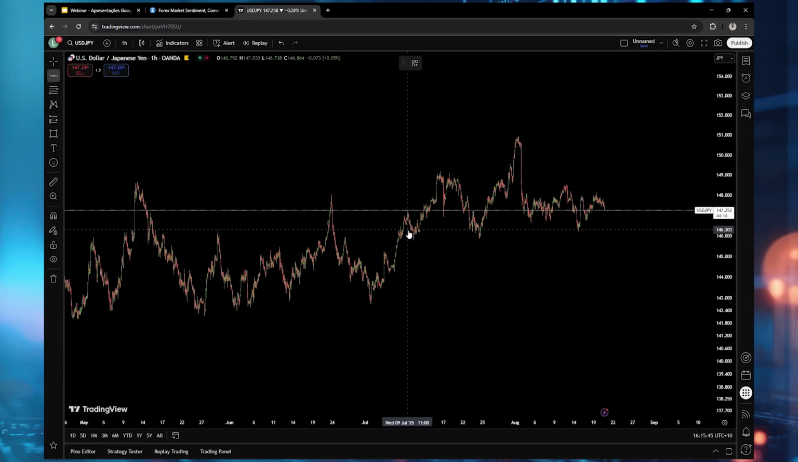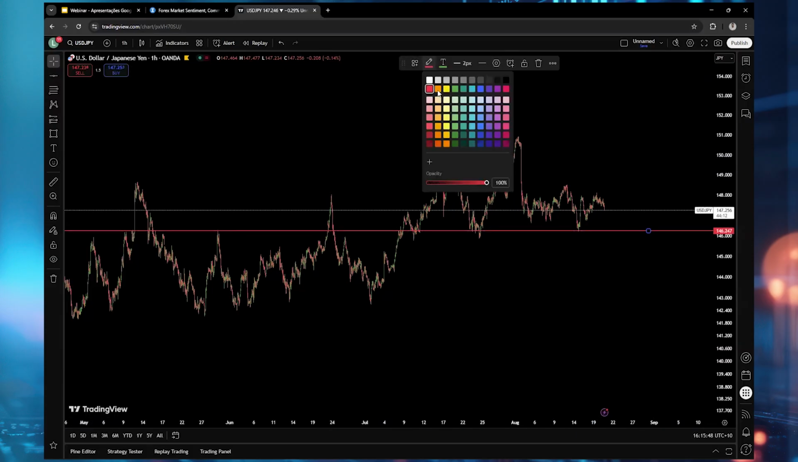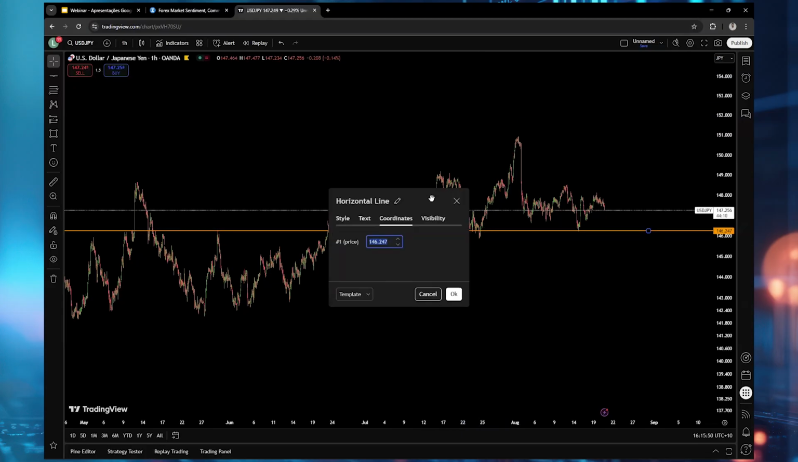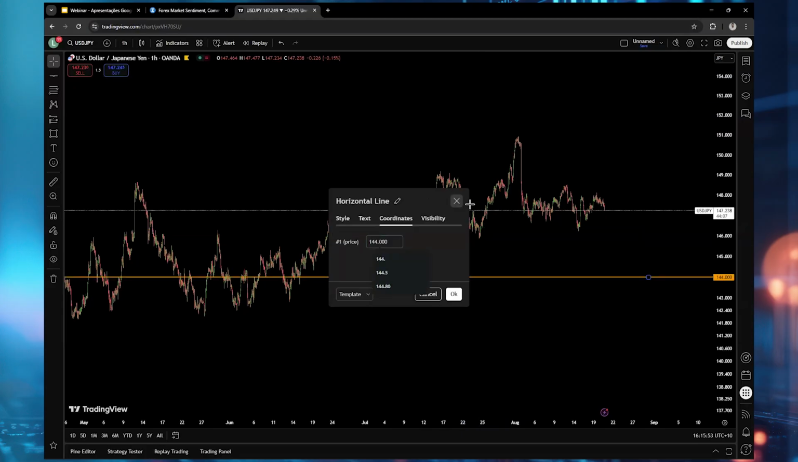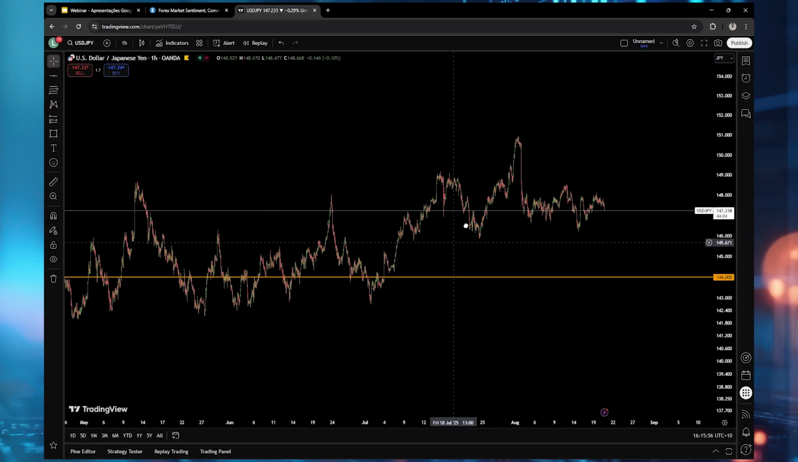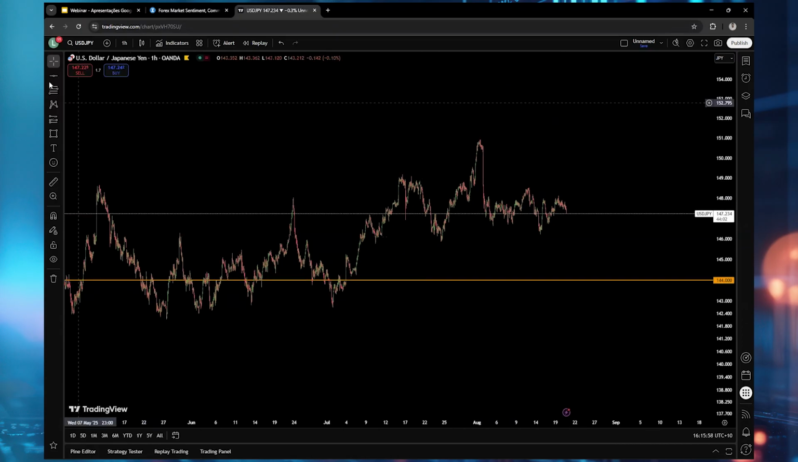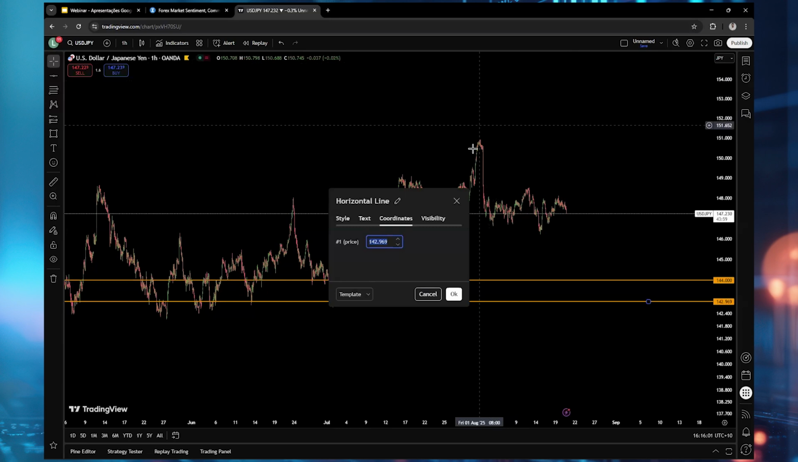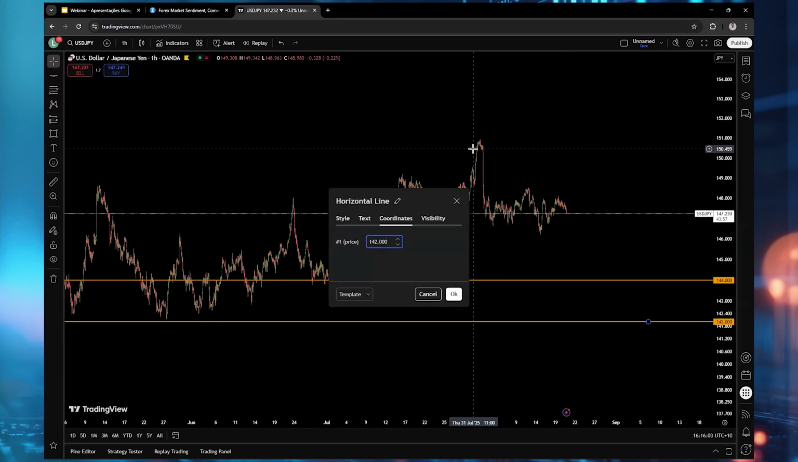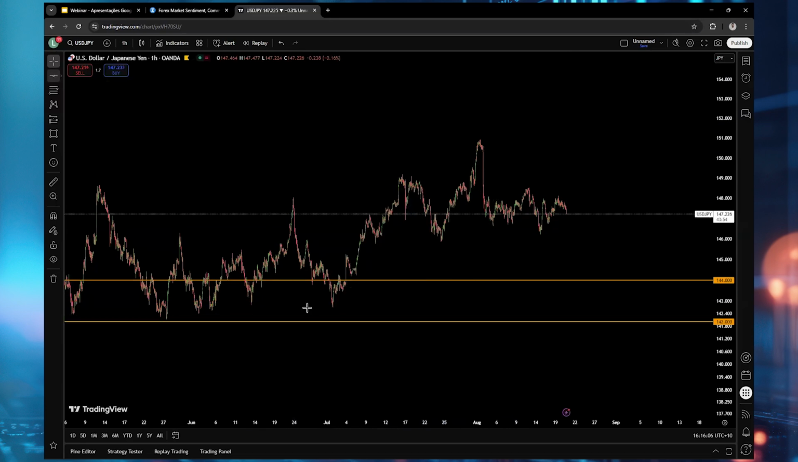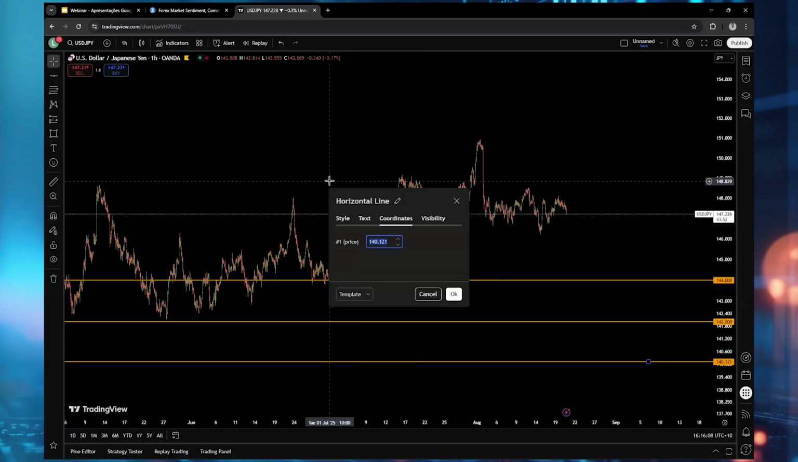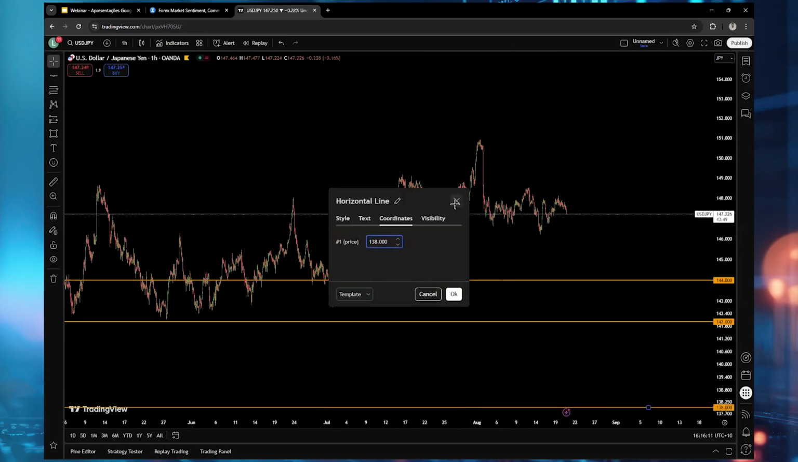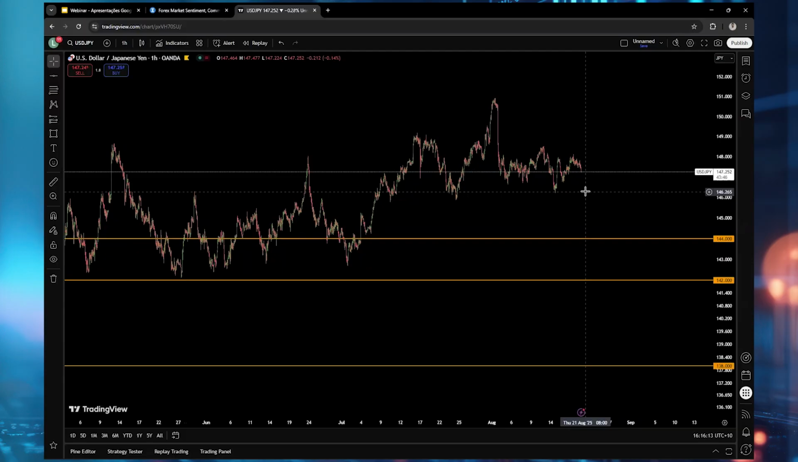So let me just put this here. Let's put it in gold. 144. And from there, then we can target 142. If that 144 gets hit, 142. And then from there, we can target 138 being my last target. Okay. So that's about it. It's a very simple trading scenario. So 144, 142, and 138.